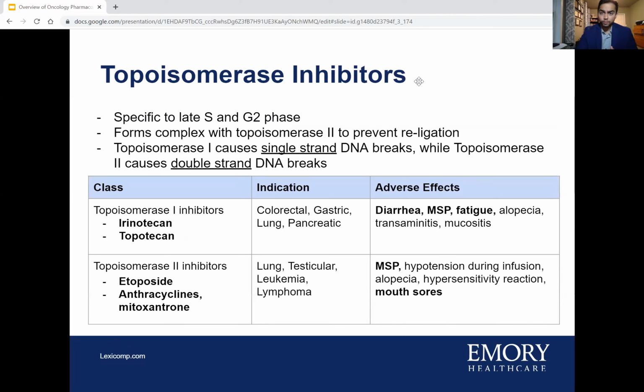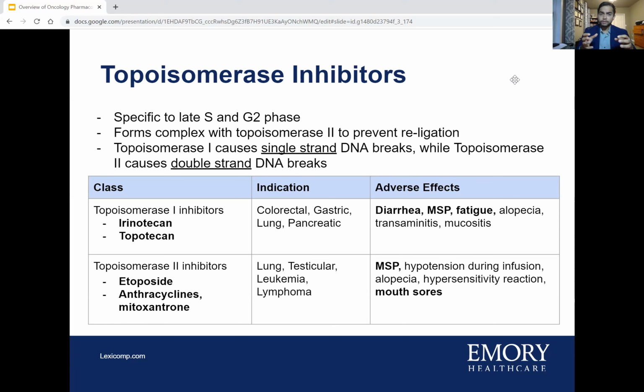So we talked about topoisomerase inhibitors within the class of anti-tumor antibiotics. These are drugs that are topoisomerase inhibitors, but they didn't come from that bacteria strain. So these are our topoisomerase 1 inhibitors like irinotecan and topotecan, and then topoisomerase 2 inhibitors, which include the anthracyclines, which we talked about, but also etoposide.